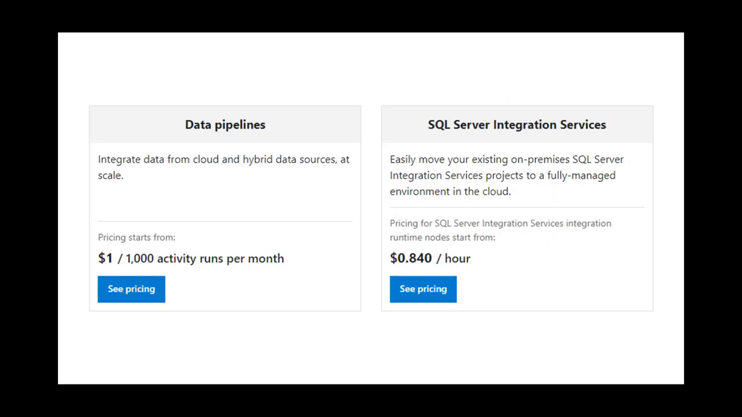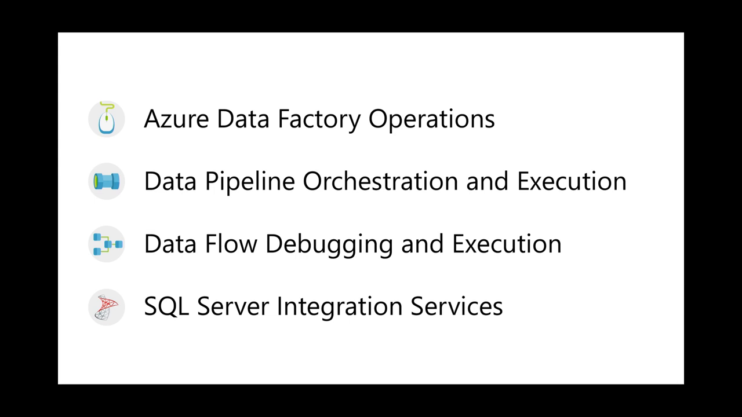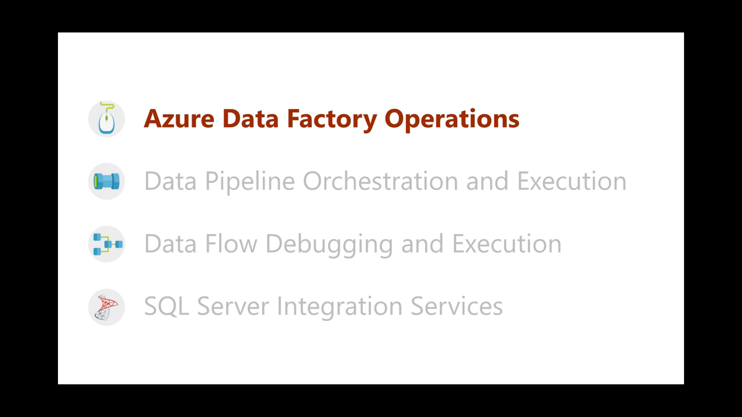So Azure Data Factory pricing, on the website, if you go in there, you'll see that it's divided into two parts. One part is on the data pipelines, and the other is on the SQL Server integration services. And on there, it looks very simple. It says it starts from $1 per 1,000 runs, or it starts from 84 cents per hour. Fairly simple. Keyword here, though, it starts from those prices that you see on there. And when it starts, that's usually not the price that you'll end up paying for a service. So instead of having these two different price models, I divided into 4 different price models that we're going to go through today. So let's start with Azure Data Factory operations.